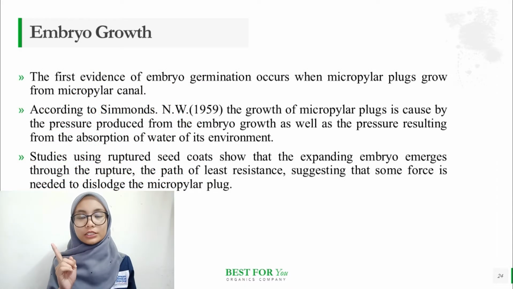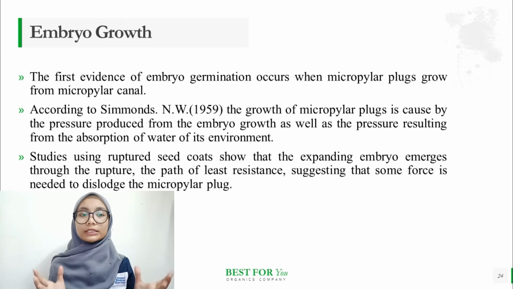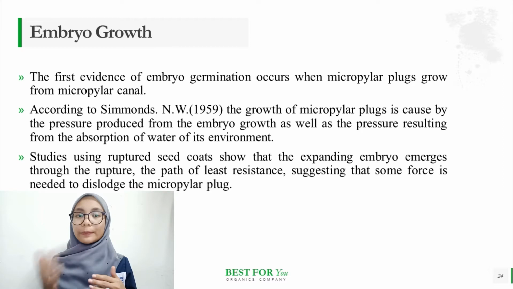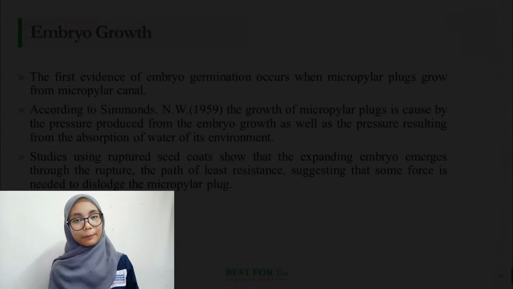The first evidence of embryo germination occurs when the micropylar plug grows from the micropylar canal. According to Simon, the growth of the micropylar plug is caused by the pressure produced from the embryo growth, as well as the pressure resulting from the absorption of water from its environment. Studies using a ruptured seed coat show that the expanding embryo emerged through the rupture, the path of least resistance, and that some force is needed to dislodge the micropylar plug.